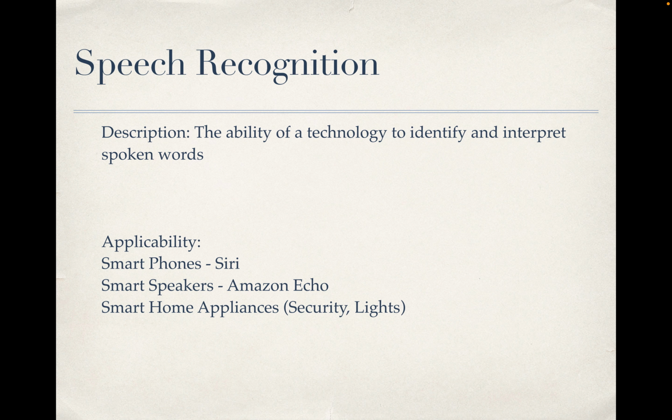Examples of this in the real world would be smartphones, such as iPhones, which have Siri as a virtual assistant that can do things based on verbal user prompts. Smart speakers, I have an Amazon Echo myself. You can raise or lower the volume, for example, using your voice when music is playing. And also smart home appliances, such as security and lights. You can activate or deactivate them based on verbal commands.